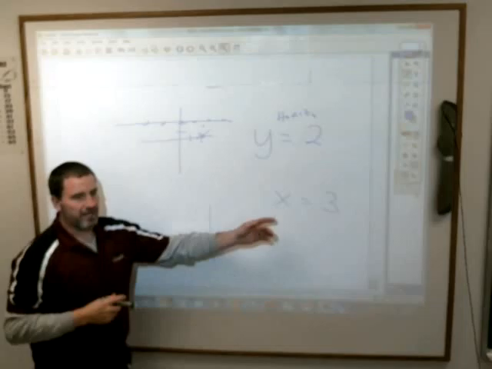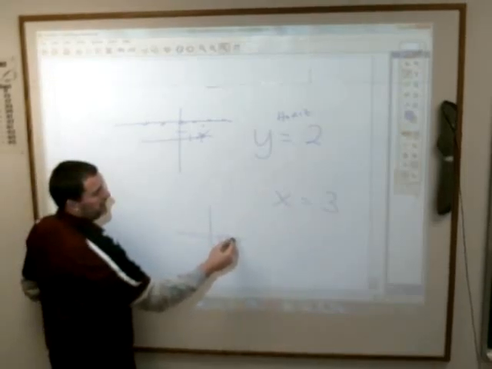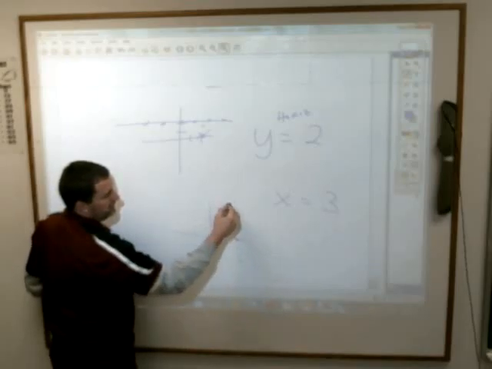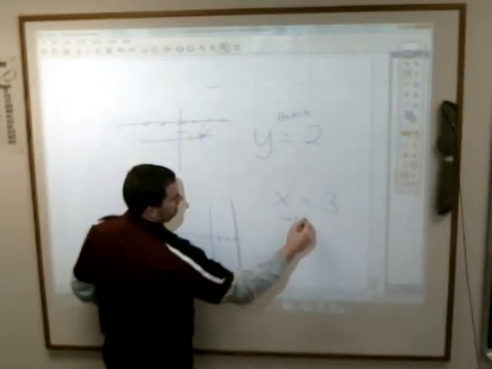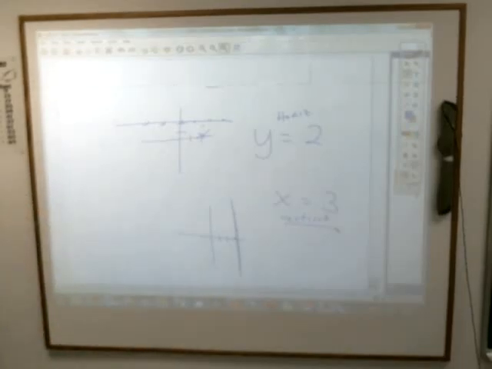If it's an x equation, x is always 3 at what points? 1, 2, 3. X is always 3 here. So an x equals equation is a vertical line. So those are your special cases when it comes to just x's and y's.